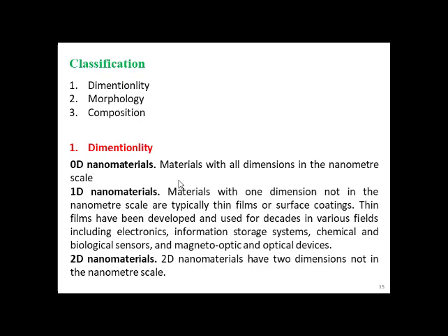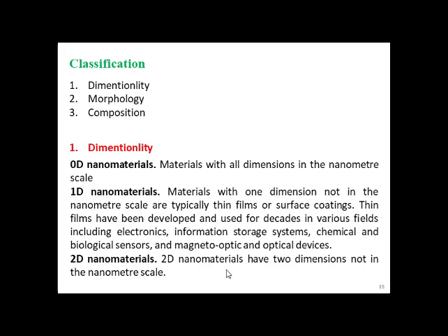0-dimensional nanomaterials are those materials which are in nanometer scale in all dimensions. 1-dimensional nanomaterials, which are with one dimension not in the nanometer scale, are typically thin films or surface coatings. So 1-dimensional nanomaterials are in nanometer scale along 2 dimensions.